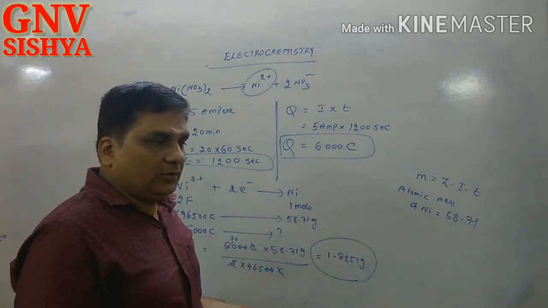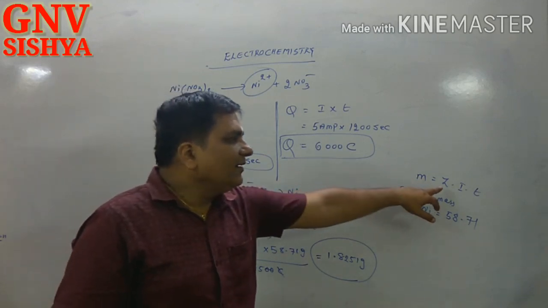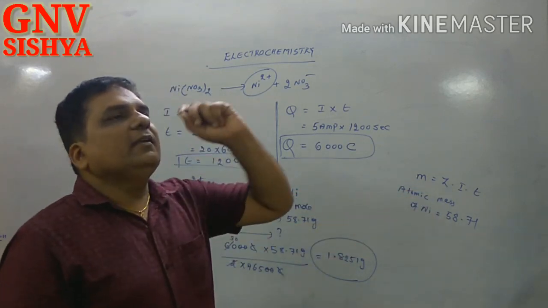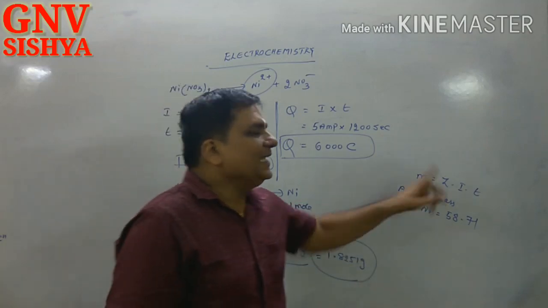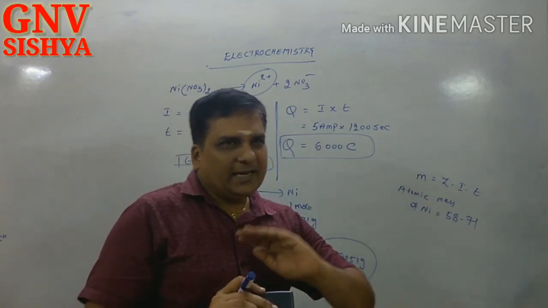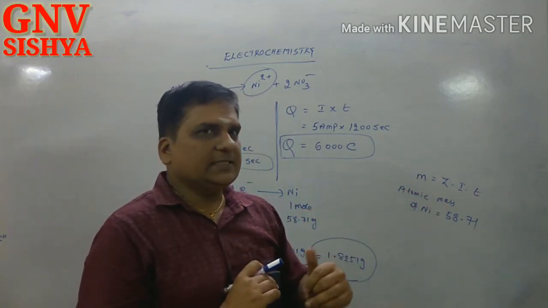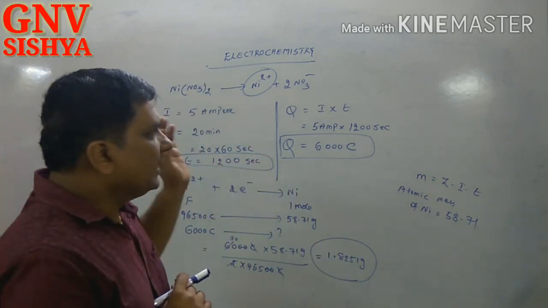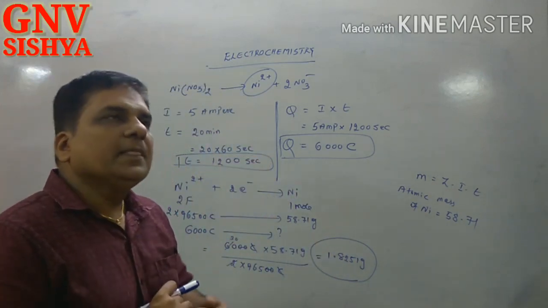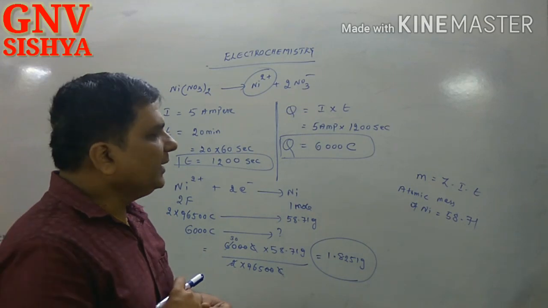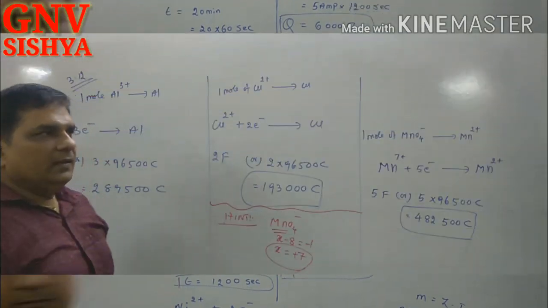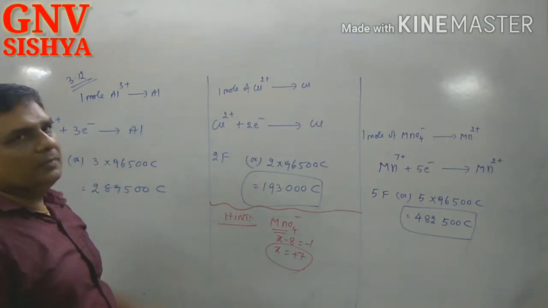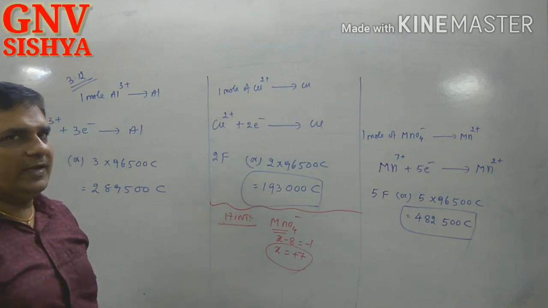For all my beloved students, what is the advantage of writing electrode reactions? By using electrode reaction, we need not depend on Z, which is an indirect way of doing this. So this is the method of doing this problem. Kindly watch it clearly. After watching this video, try on your own. Next, problem 3.12 from your exercise.